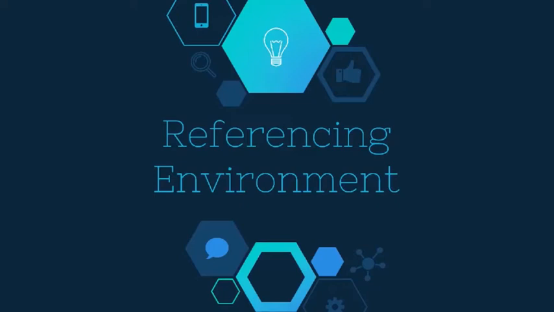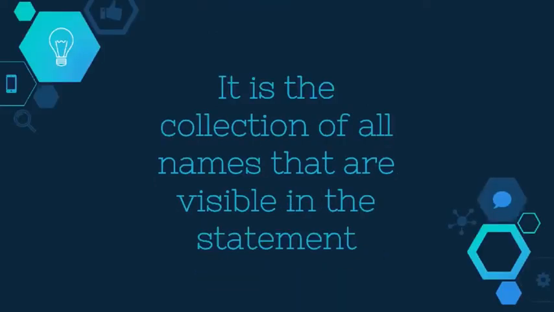Now, if you talk about computer programming, that would mean that we are looking at the variables that are to be used in the code. So we are referencing the variables we could use. And we know that variables could be declared locally, non-locally, globally, or it could be predefined. So the definition of referencing environment is the collection of all names that are visible in the statement.